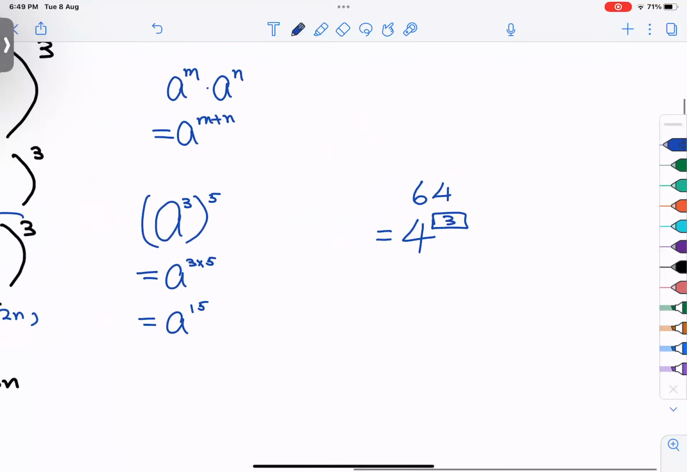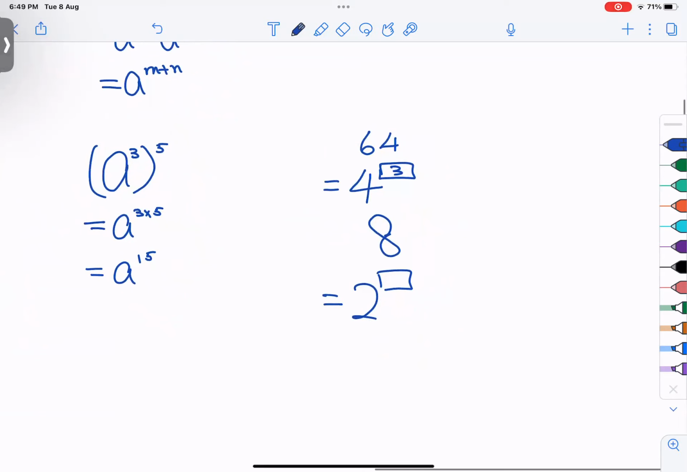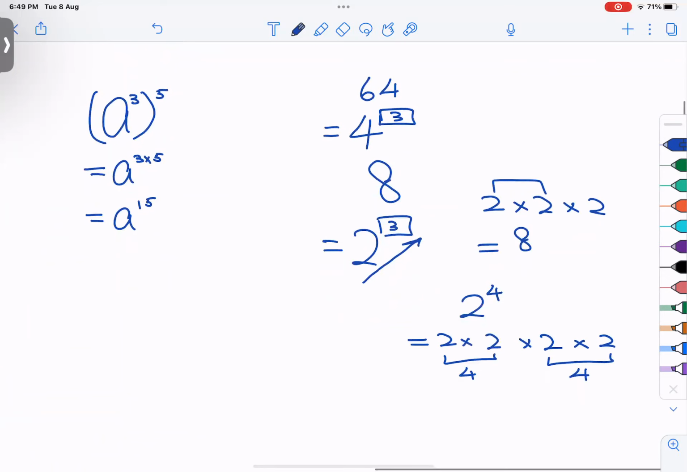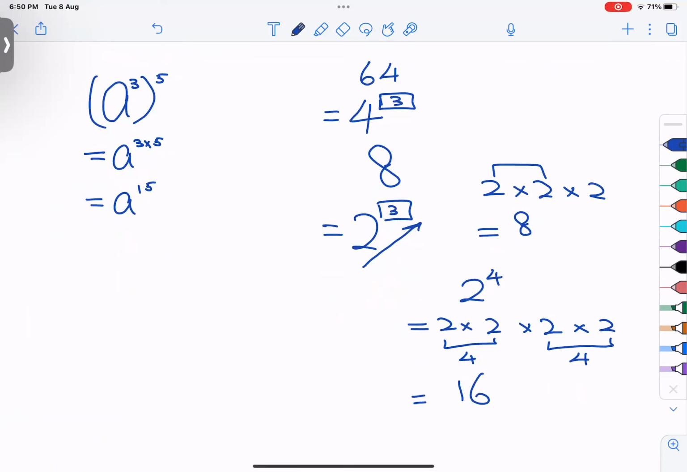Or if I want to change 8 into the base 2, what will be my power? Is it 3 or is it 4? 3. So 2 to the power of 3 means 2 times 2 times 2. 4, 4 times 2, 8. And then 2 to the power of 4 means 2 times 2 times 2 times 2. 2 times 2 here, and 2 times 2 here. So 4 times 4, 16. So this is your answer.